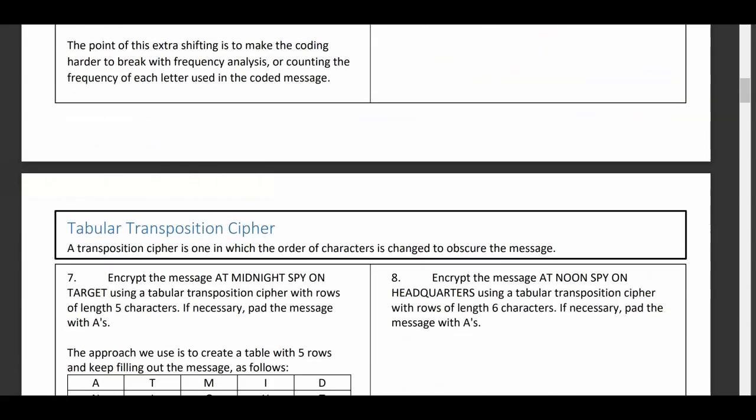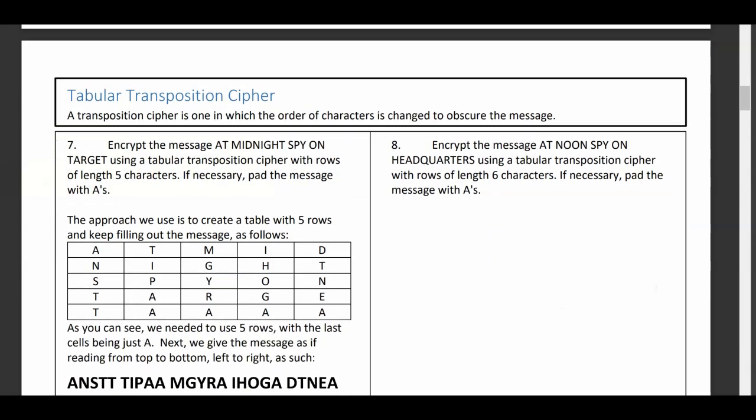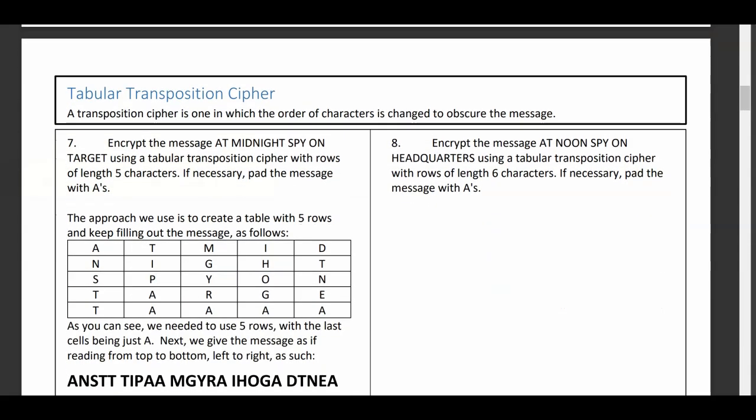Tabular transcription cipher. Encrypt the message "at noon, spy on headquarters" using a tabular transcription cipher with rows of length 6. Let's see, 1, 2, 3, 4, 5, 6. It doesn't really matter. 1, 2, 3, 4, 5, 6, 7, 8, 9, 10, 11, 12, 13, 14, 15, 16, 17, 18, 19, 20, 21, 22, 23. 23 letters. So we need to go 4 down.